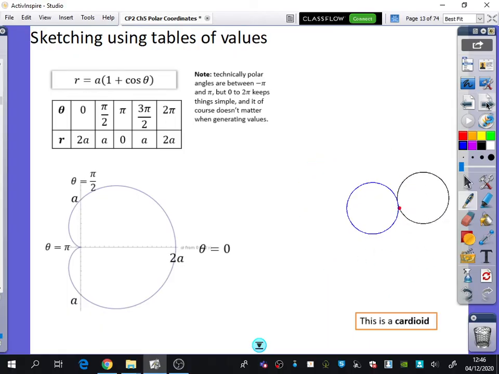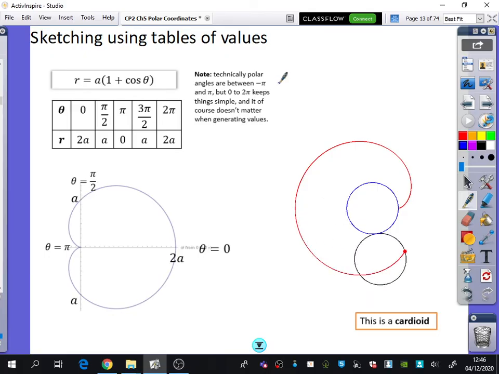So here I have that r is equal to a(1 + cos θ), and I've said that technically polar angles are between minus pi and pi, but 0 to 2 pi keeps things simple. And it doesn't really matter when you're generating the values. When you write the coordinates of polar coordinates, the theta should be between minus pi and pi. But if you're just trying to generate values by substituting in, let's just do the standard range that we deal with, which is between 0 and 2 pi.